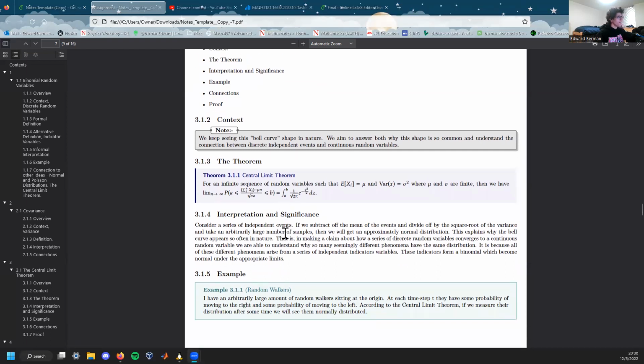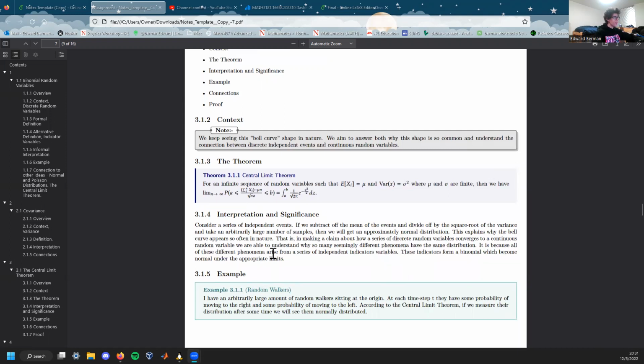So consider a series of independent events. We add them all up, and we subtract the mean and divide by the variance of all the events, which gives us this denominator. And we take an arbitrary number of indicator variables. You can call them the samples, indicator variables, whichever is more suitable for you. This will give us an approximately normal distribution, and as n goes to infinity, it becomes a normal distribution.